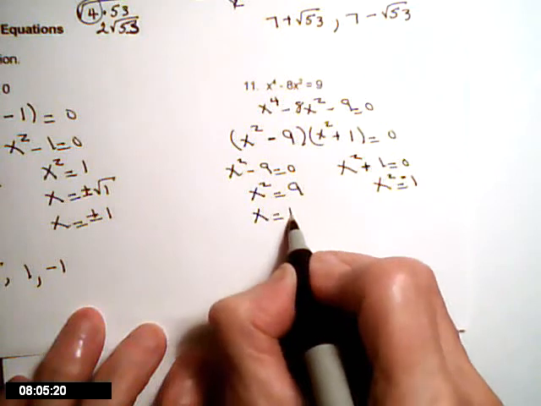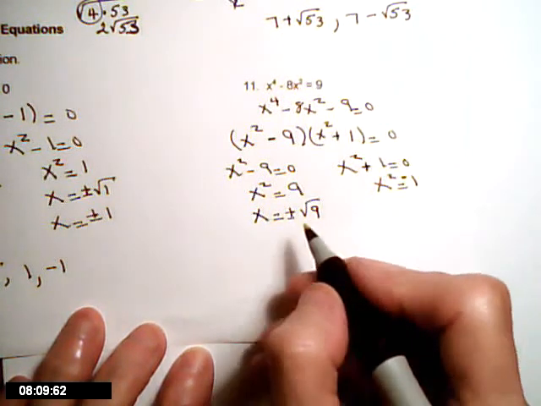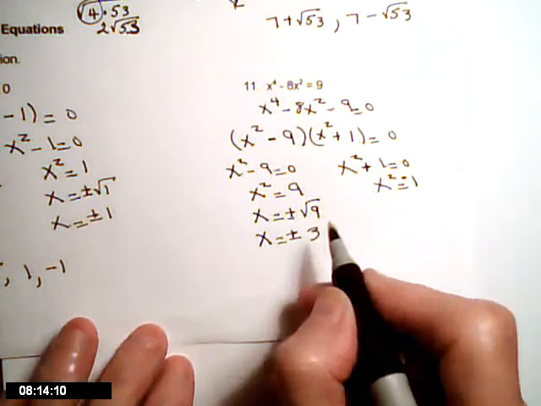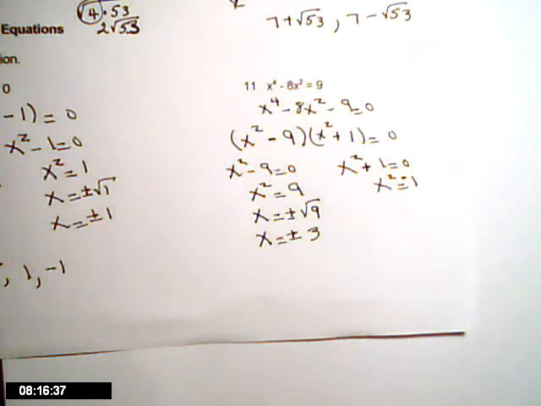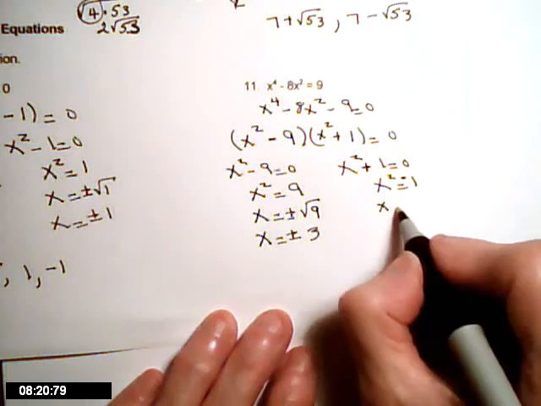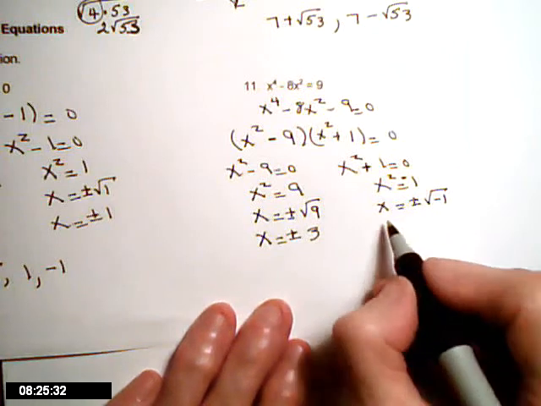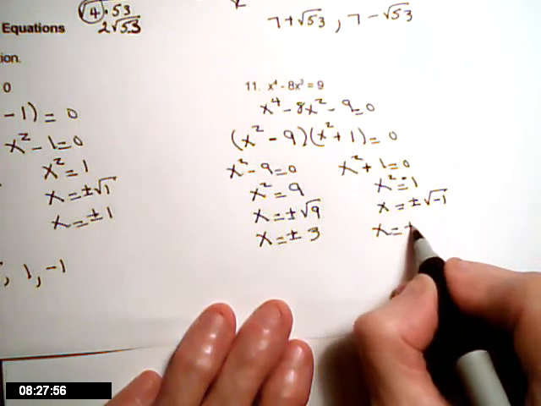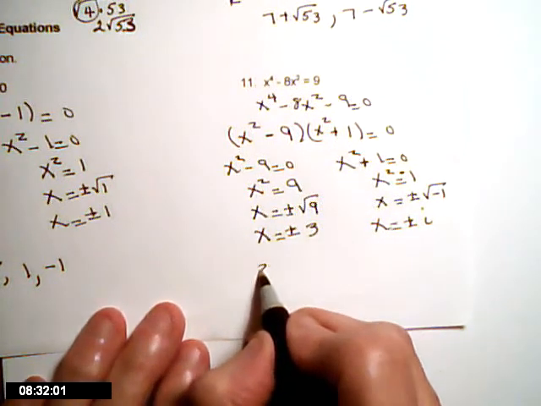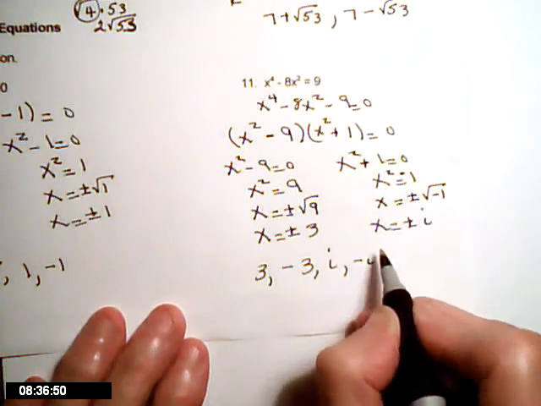Take the square root of both sides, so that's x equals plus or minus square root of 9, and square root of 9 is 3. Alright, now on this side I have square root of x squared would be x, plus or minus, and square root of negative 1. Now remember, when you have the square root of negative 1, that's actually i. So my 4 answers are going to be 3, negative 3, positive i, and negative i.